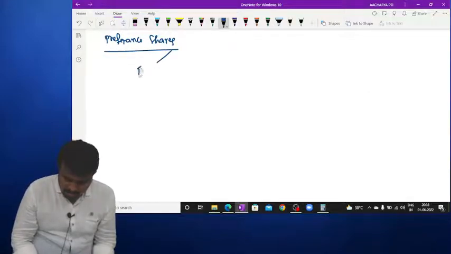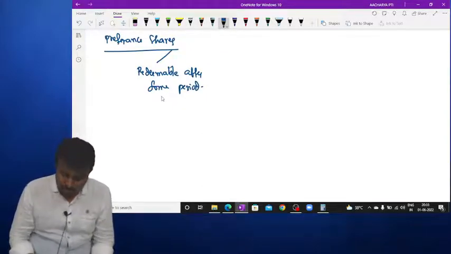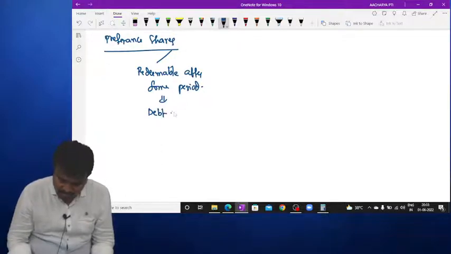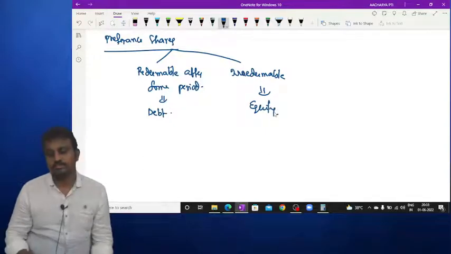So if the preferentials are redeemable after some period, we consider it as a debt instrument. We consider it as a debt. If the preferentials are irredeemable, then that is treated as equity instrument.